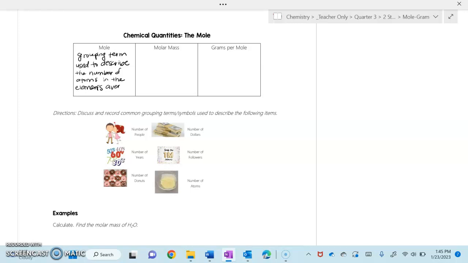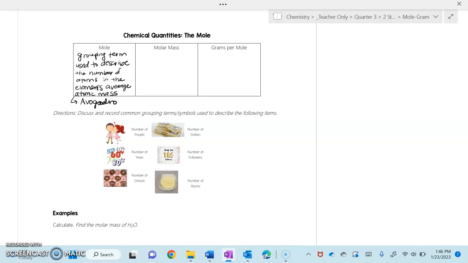And the scientist who figured out this relationship with the periodic table's mass is named Amadeo Avogadro. And so we call the mole amount Avogadro's number, which we'll talk about next week. But it's good for you to get familiar with his name. It kind of looks like avocado, but it's not. Avogadro. Avogadro's number is what we use to define the amount of a mole.